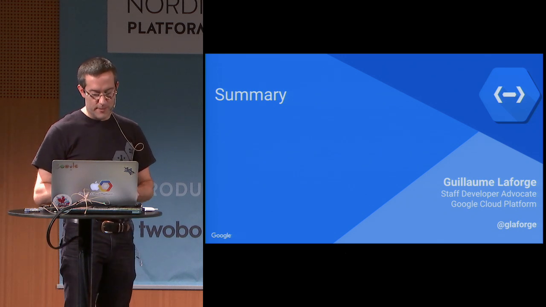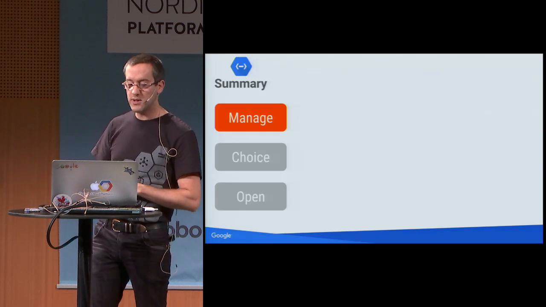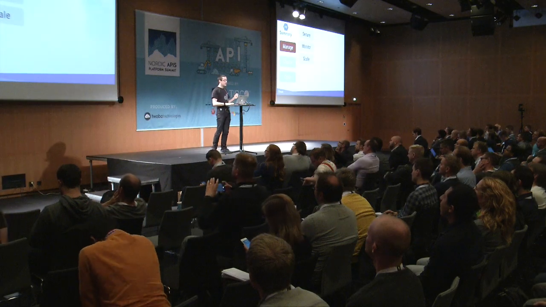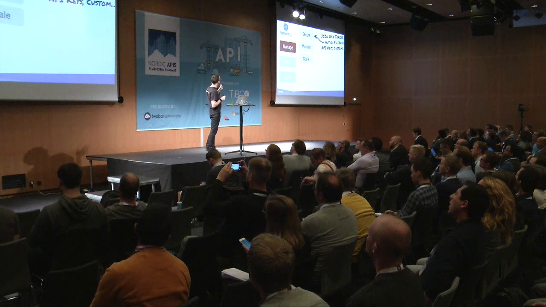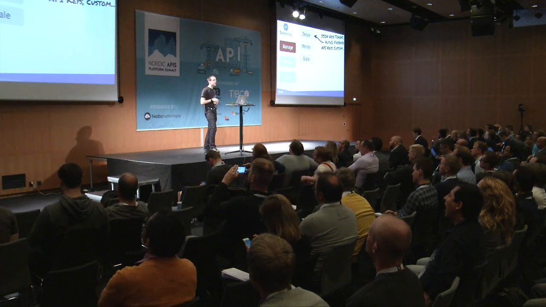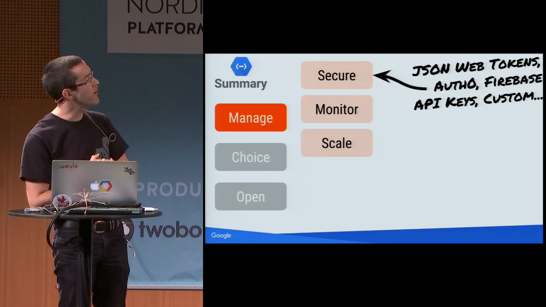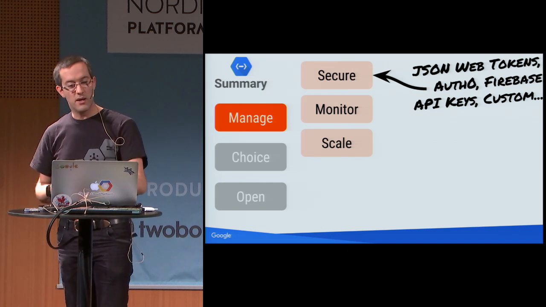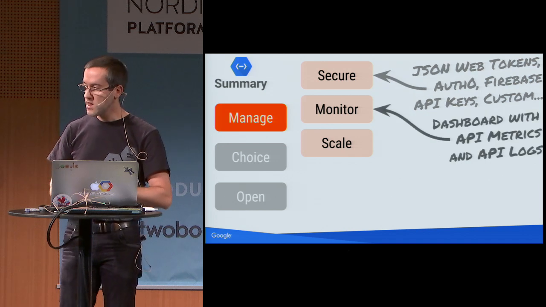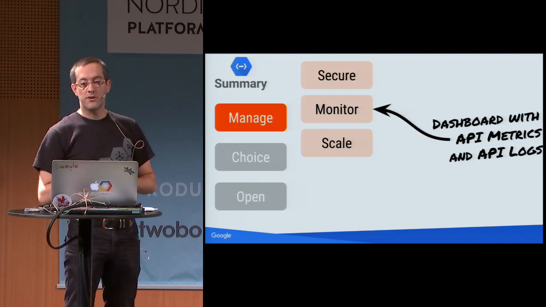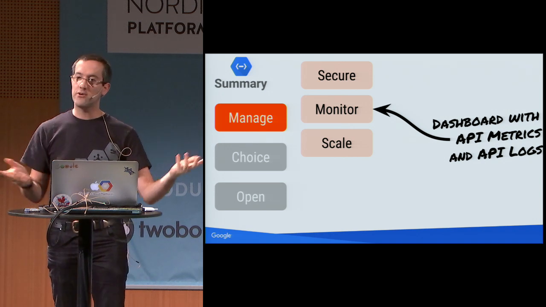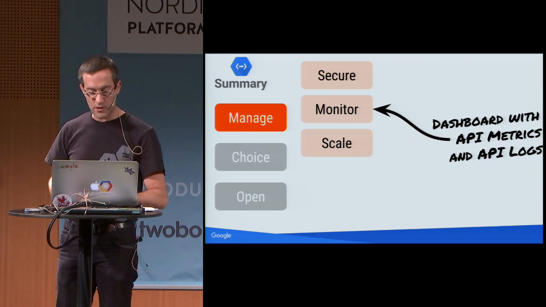Right, so summary. So key points, managing APIs. So you want to secure your APIs. So I showed the usage of API keys, but you can also use JSON Web Tokens, Auth0, Firebase, or also your custom mechanism. There's a dashboard to view your API metrics, creating alerts, reviewing the logs.